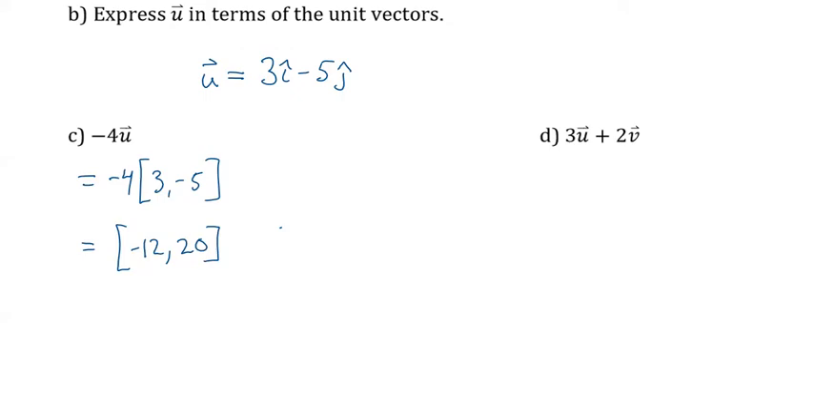Okay, and I don't think you need my help for this one, but now what is vector v again? Negative 2, 4.